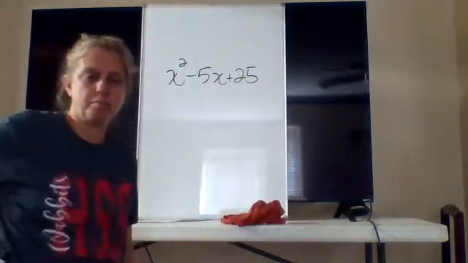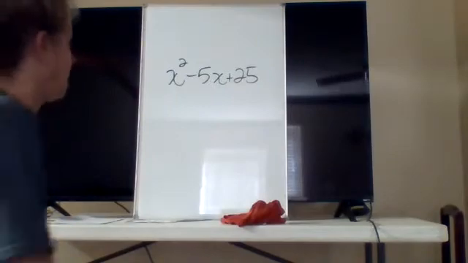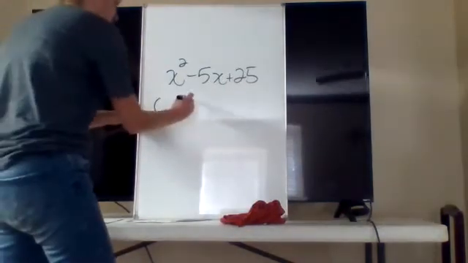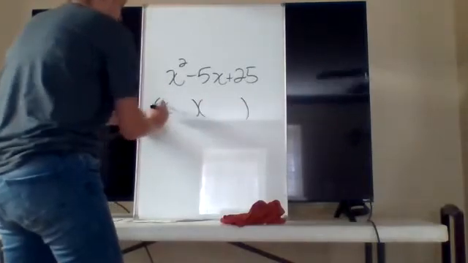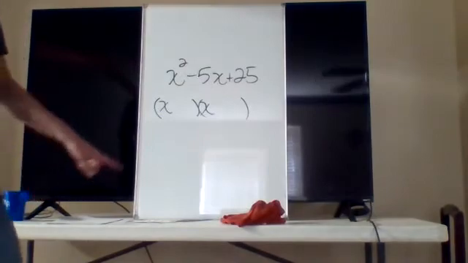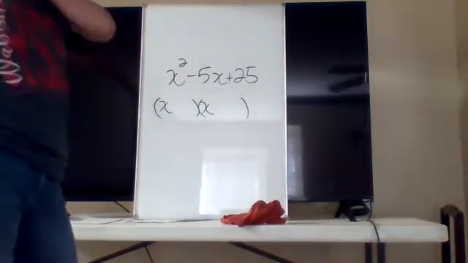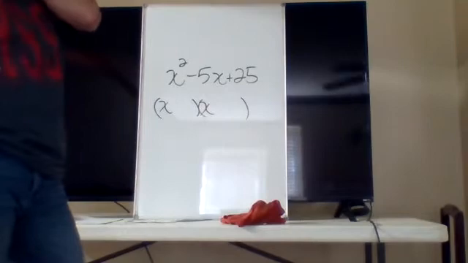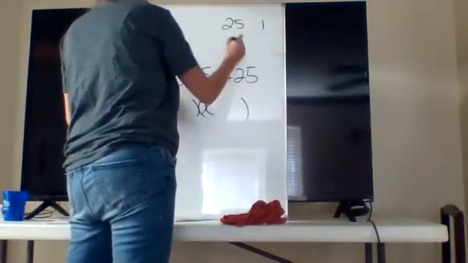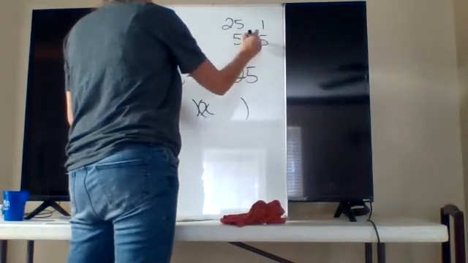Okay, x squared minus 5x plus 25. So let's see if this one works. Again, x and x for x squared. But then what are you looking for? You're looking for the numbers that multiply to give you 25. Now I could go to my calculator, that's fine, but I know the ways to multiply to get 25. There's not that many of them. 25 times 1 and 5 times 5.